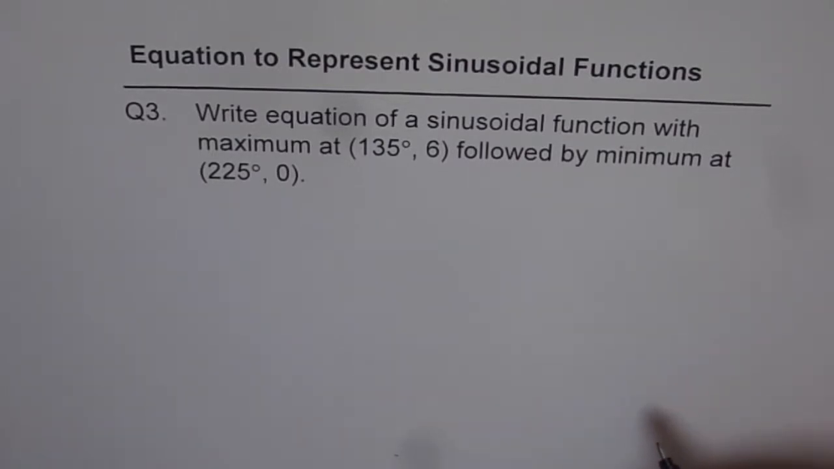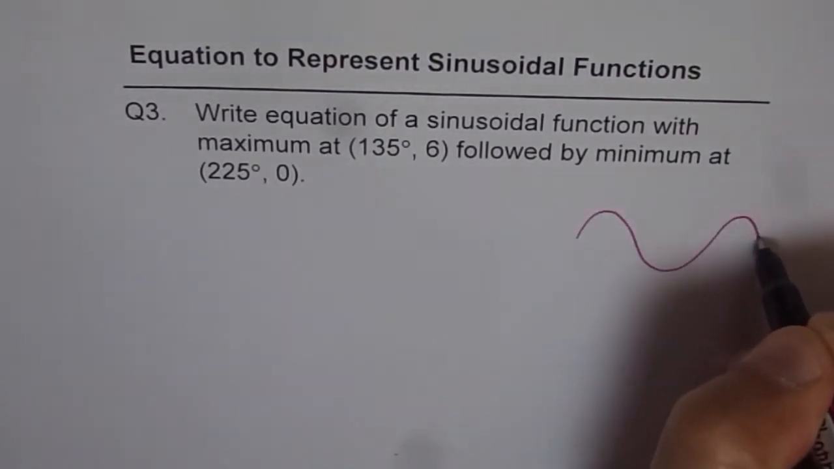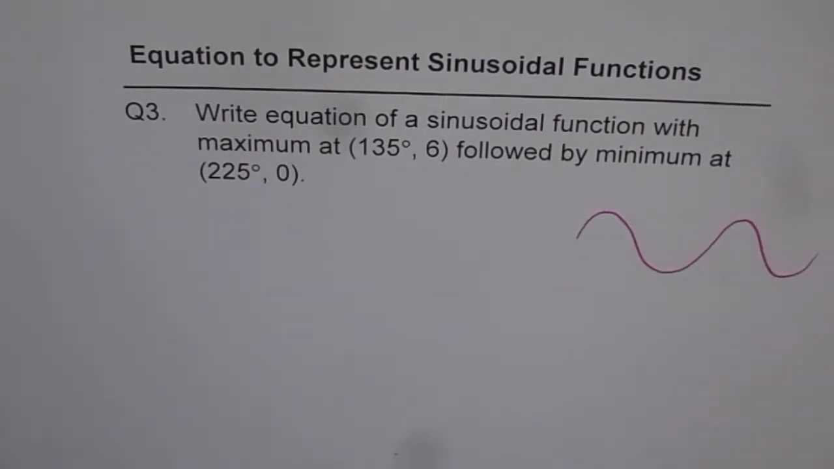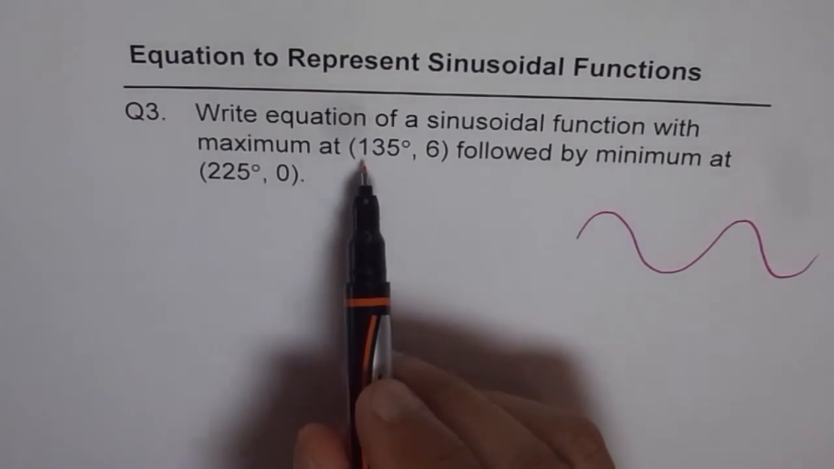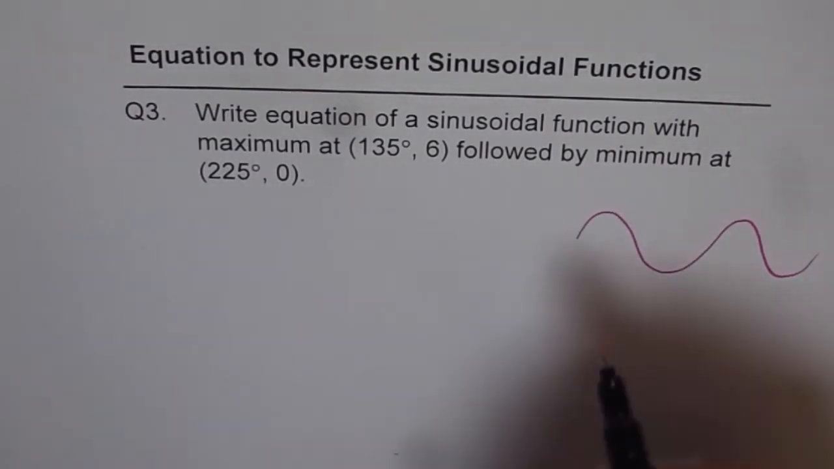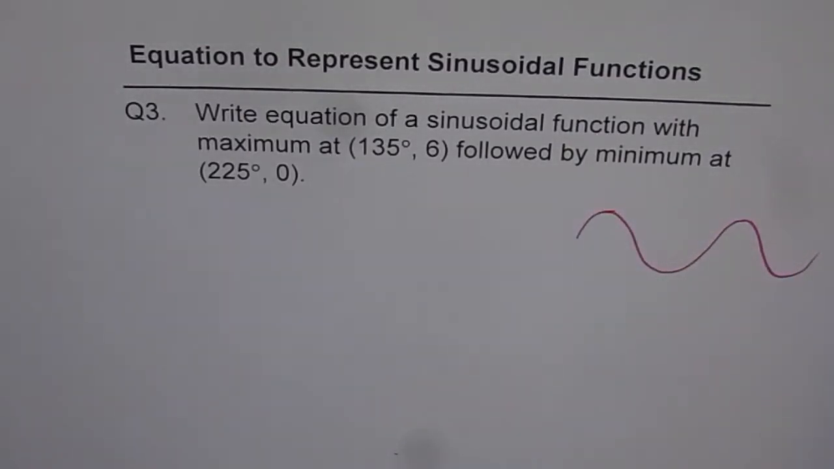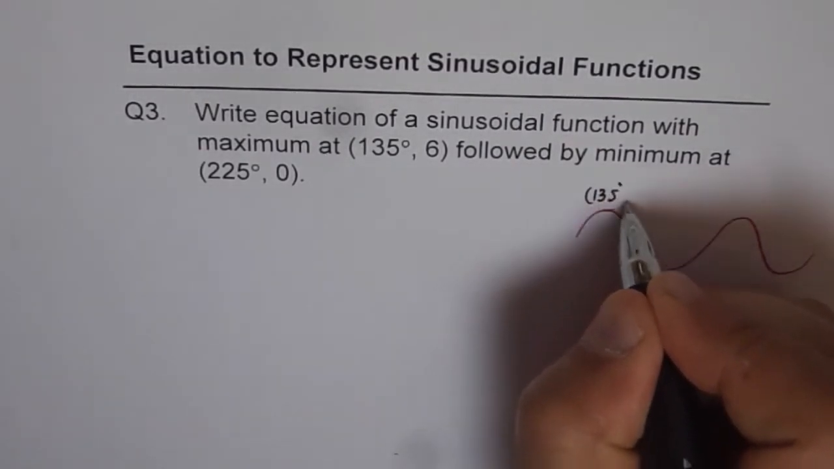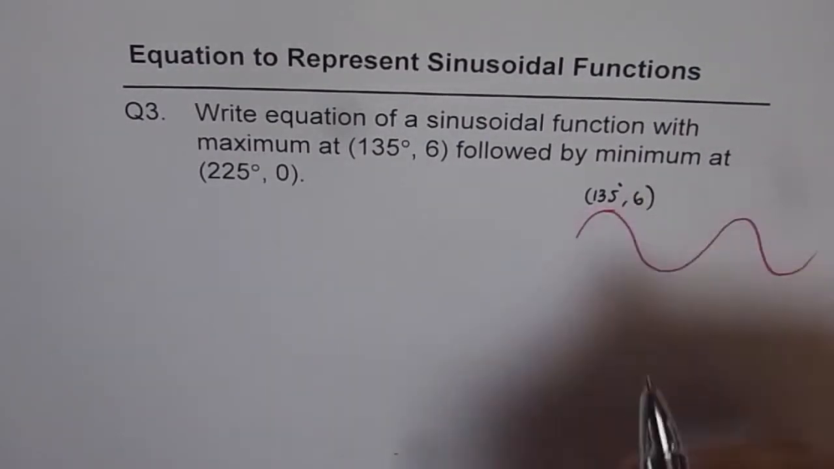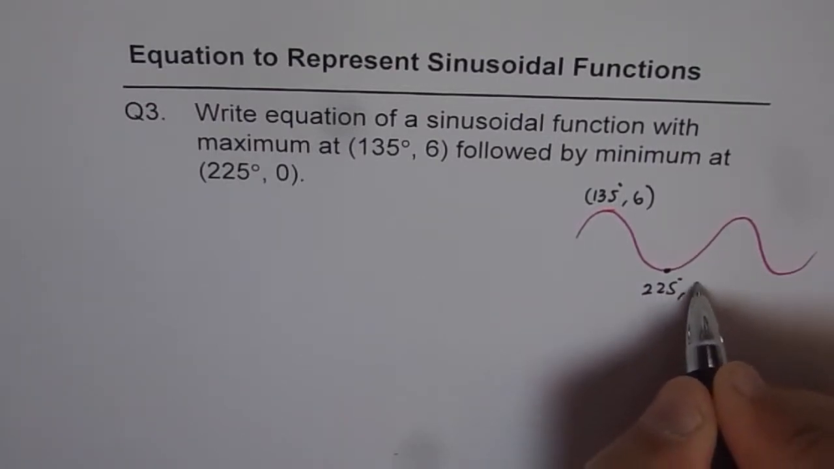So what we will do here is just sketch a sine function. That is how we start normally. I'm giving you a very general method of how to get the equation from the given data. Now we are given a maximum and minimum. The maximum is at 135, so the wave must have started somewhere, but let's forget about it for the time being. This point is at 135 degrees and the y value is 6, followed by a minimum, which is this point at 225 degrees and at 0.